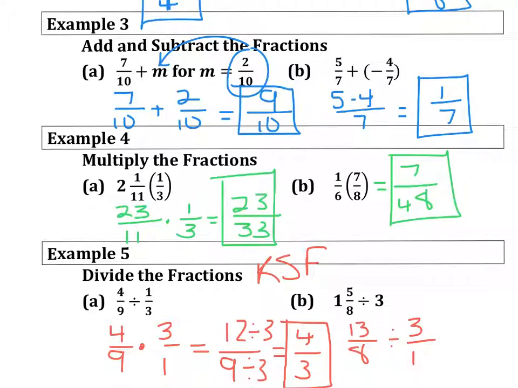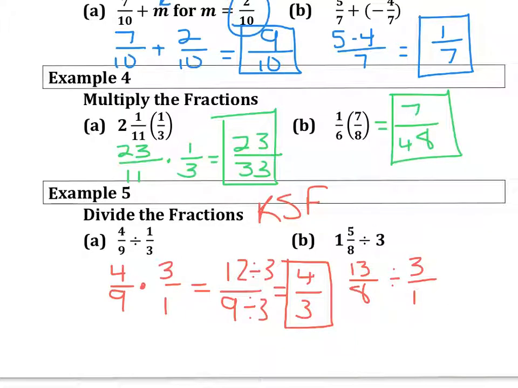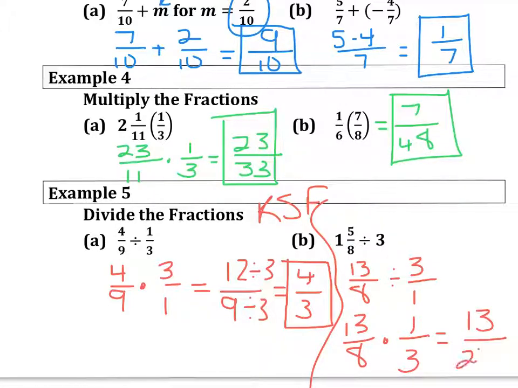We can just simply keep 13/8, change division to multiplication, and flip our second fraction, so it will become 1/3. And then we multiply straight across. 13 times 1 is 13. 8 times 3 is 24. And that fraction is fully simplified. So that is our final answer.